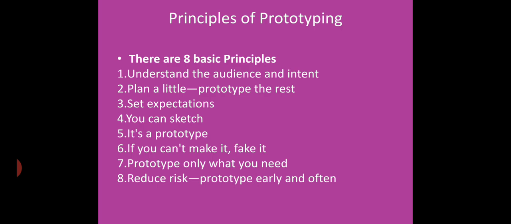Suppose you are not able to make the product, or otherwise you can fake it, which means you can buy it from outside, the same model which can be available from some other companies or some other areas. You can buy it and then check it. Then, prototype only what you need. What it says is that the prototype model only shows what you need. That means this model shows the design, and then the fabrication method, the manufacturing method, everything on the prototype model. Then the next thing is reduce risk.